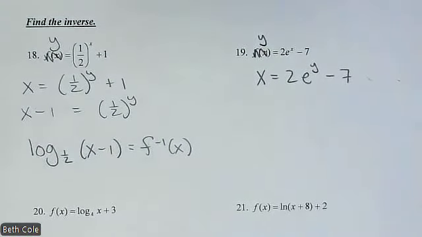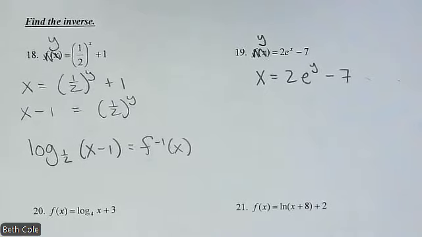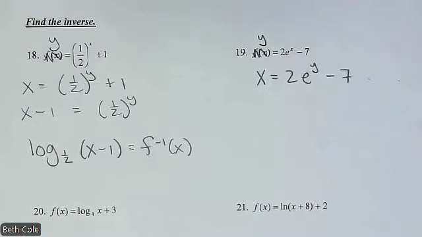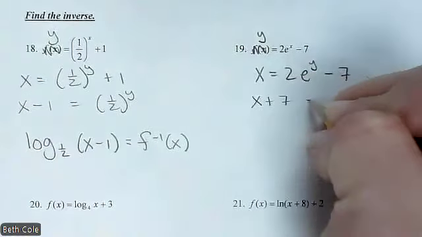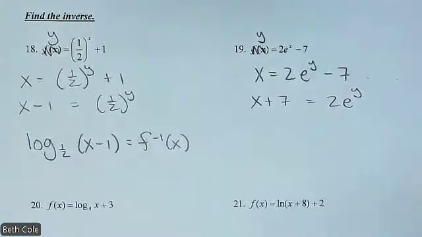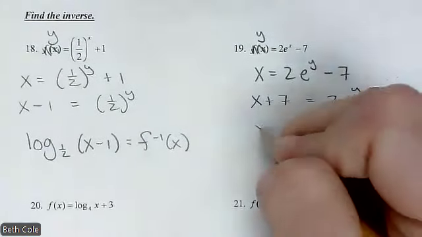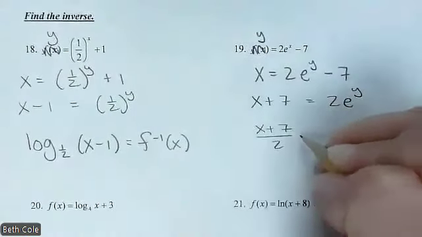As foreshadowing, do you see how this one has e in it? That means your inverse is going to have what do you think? ln. All right, what would you do to both sides first? We're not stuck yet. +7, good. x plus 7 equals 2e to the y. You're still not stuck. You can actually do one more thing. Yep, divide everything by 2.